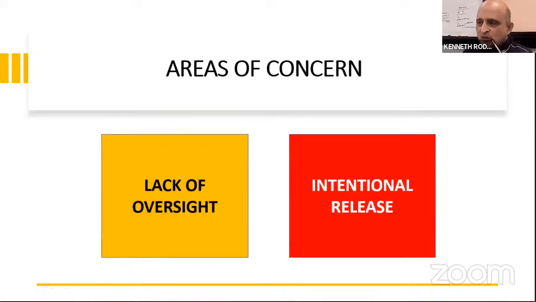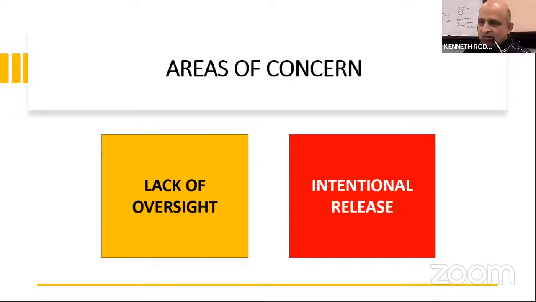Now, what is our primary area of concern in this current situation? There are two factors you need to look at from the biorisk manager's perspective. One is the lack of oversight, which is a biosafety issue, and one is intentional release, which is a biosecurity issue. When we are conducting laboratory experiments, especially those involving genetically modified organisms, which is a gain of function experiment, we have to look at containment. If there is a lack of oversight, we do not pay attention to containment. And if you have a breach of containment, you will have a problem like the one we are encountering today.